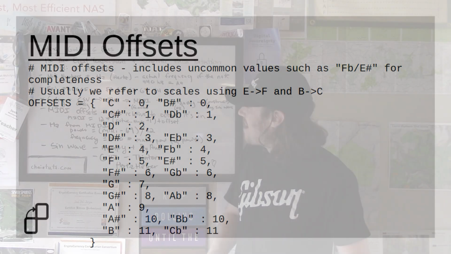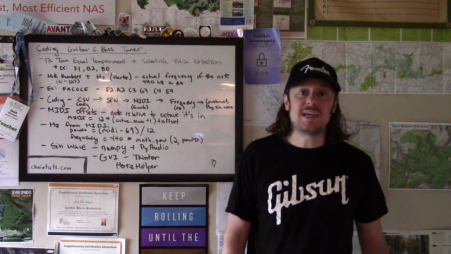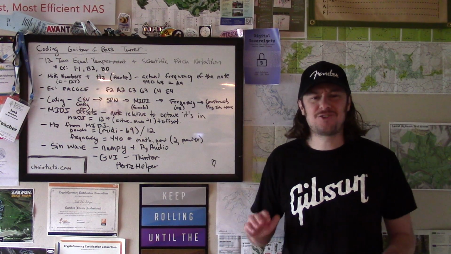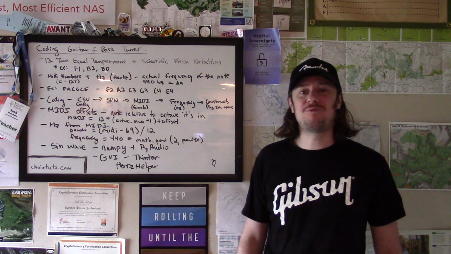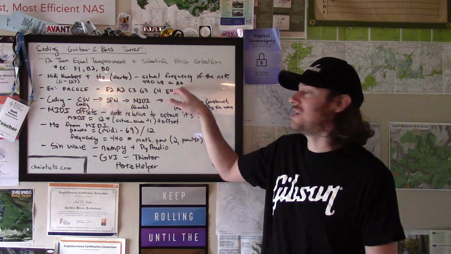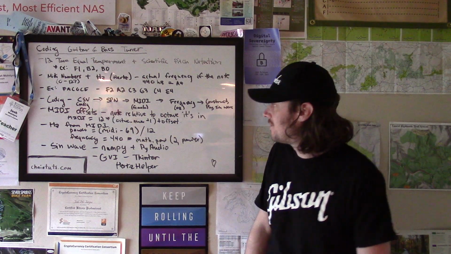So once we have that MIDI number, we can calculate the actual frequency in hertz from the MIDI number. And again, there are actually different ways to do this, which I find very interesting, but we're assuming 440 hertz equals A4 for this formula. That's really common in the United States.